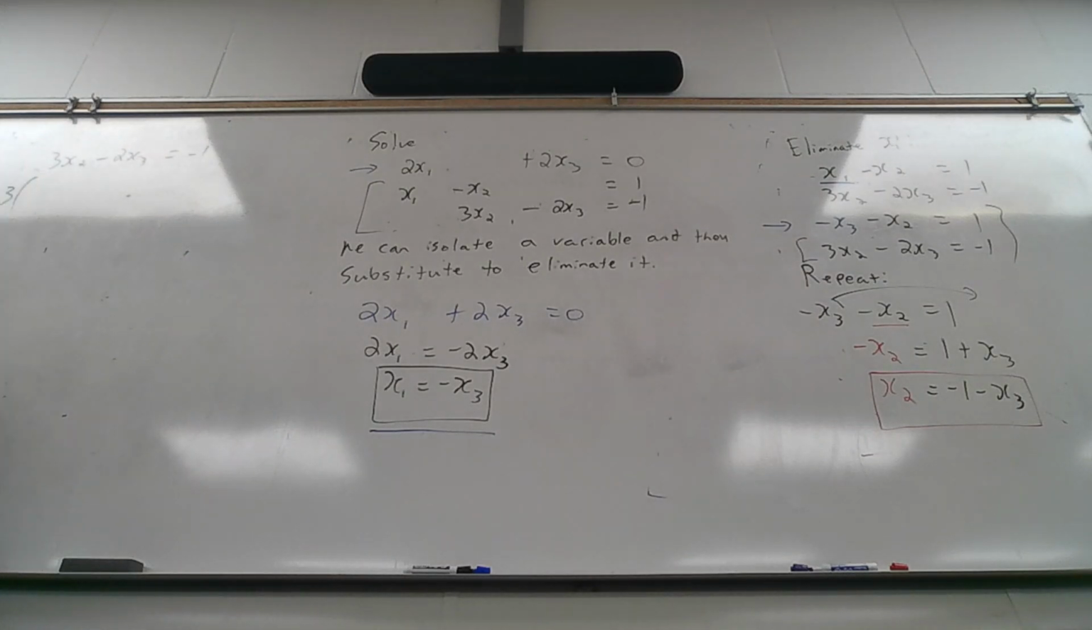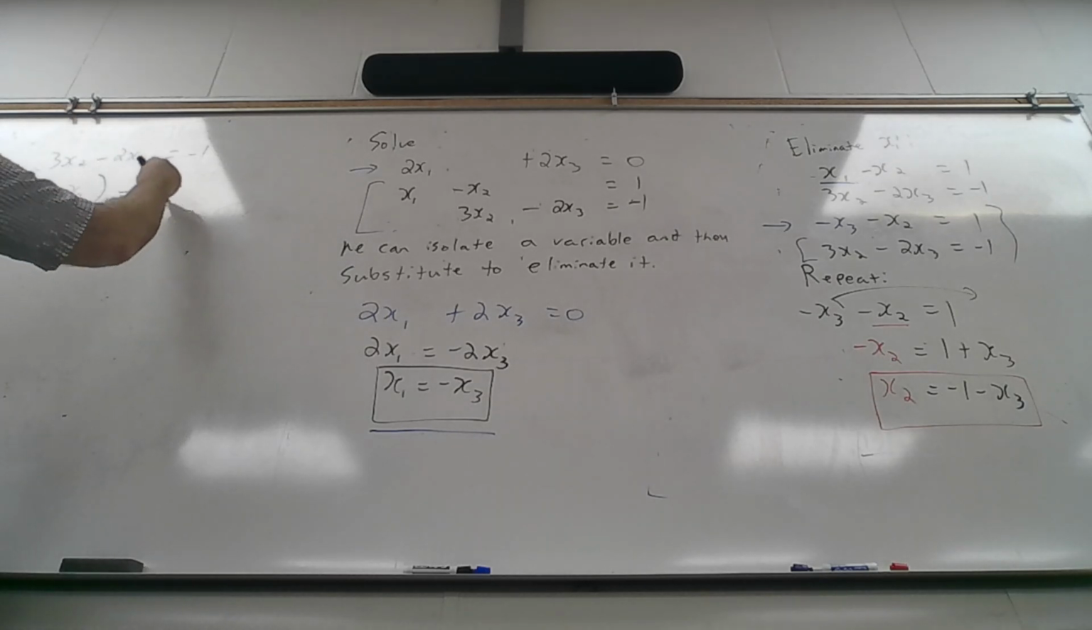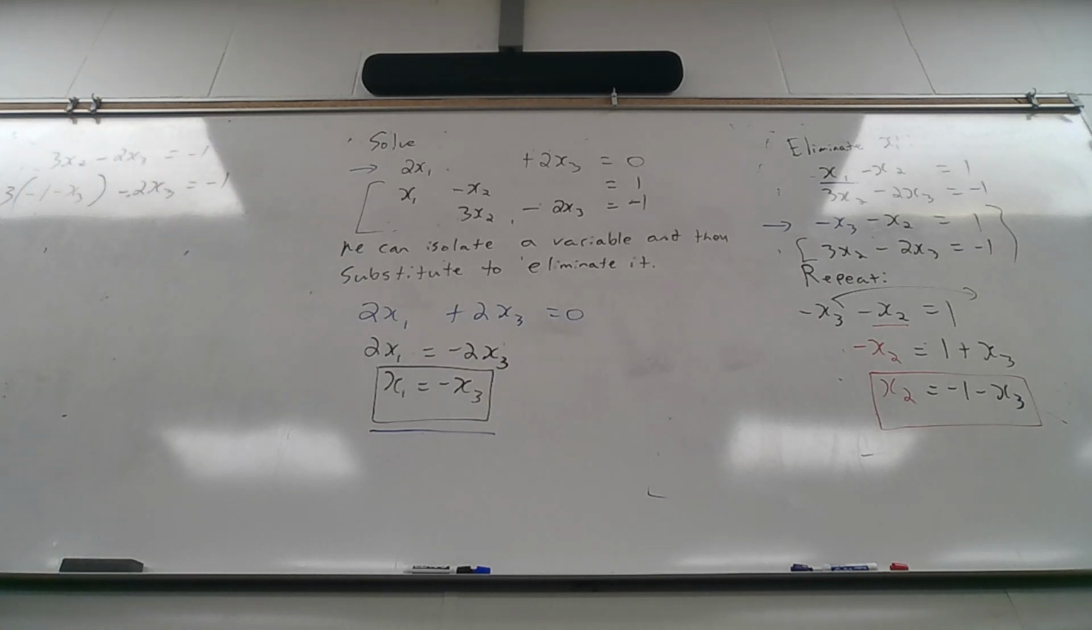So 3 times (minus 1 minus x3). And why does that help us? Well, again, we just got rid of another variable. The only variable that's left is x3. So hey, that means we can just solve for x3. How do we do that? We just simplify. Minus 3 minus 3x3 minus 2x3 is equal to minus 1. Okay, collect these terms together and move that over. Minus 5x3 equals 2. Divide by minus 5. And hey, look at that. We just found x3.